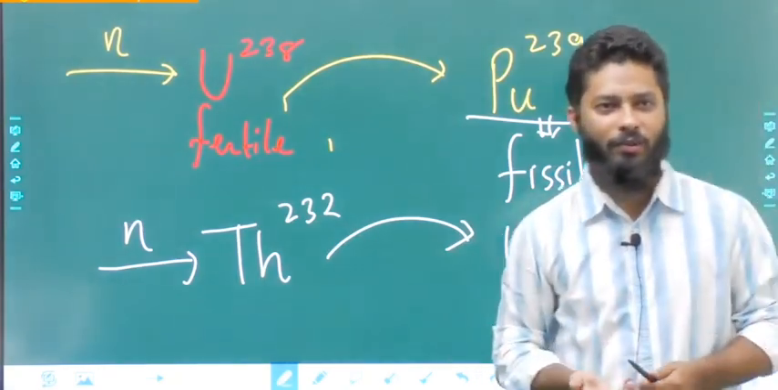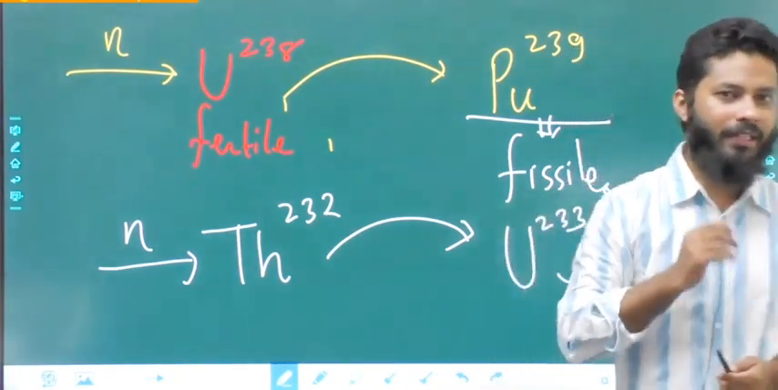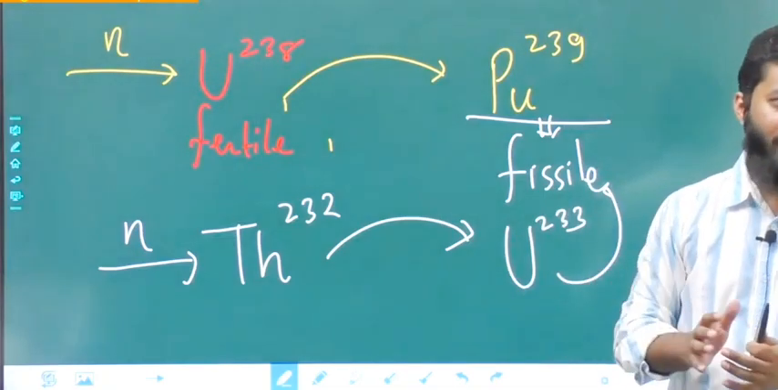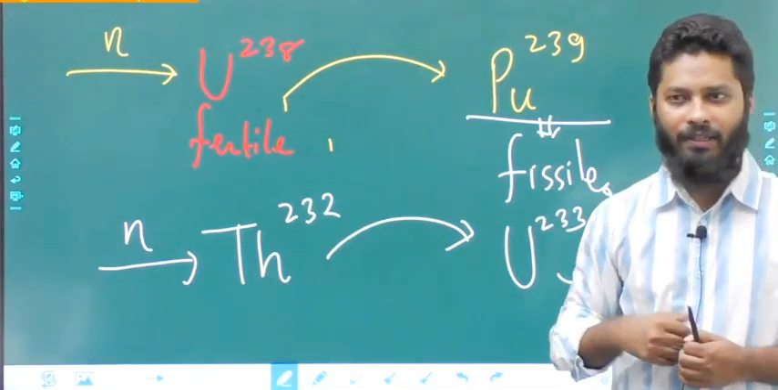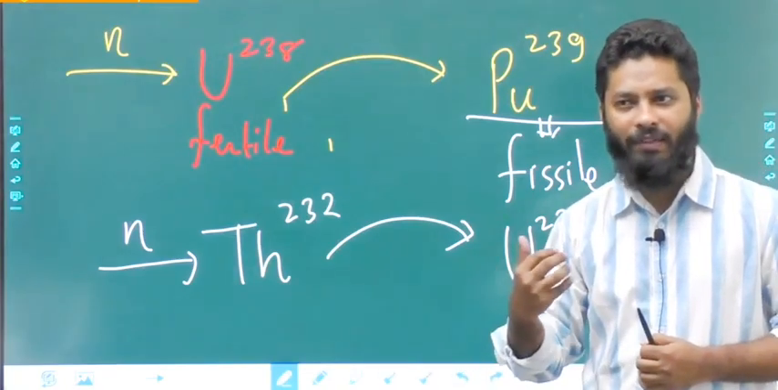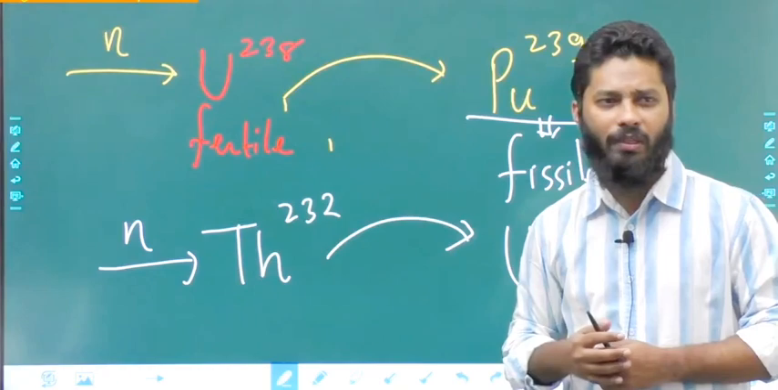There are 3 isotopes of uranium that we have to study: uranium 233, 235 and 238. 233 and 235 are fissile in nature, 238 is fertile in nature, right? Fissile means 233 and 235 will break down into lighter elements and produce neutron and heat.